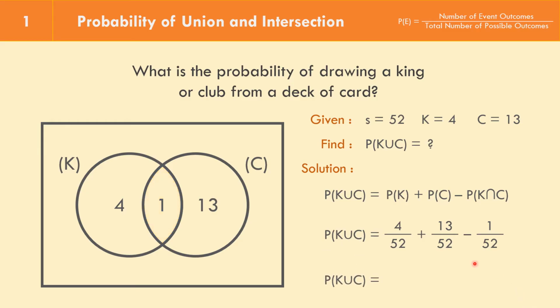So let us solve. 4 plus 13 minus 1, the answer is equal to 16 over 52. The lowest term of 16 over 52 is equal to 4 over 13. 16 divided by 4 is 4. 52 divided by 4, the answer is equal to 13. So the probability of a king or club from a deck of cards is equal to 4 over 13.